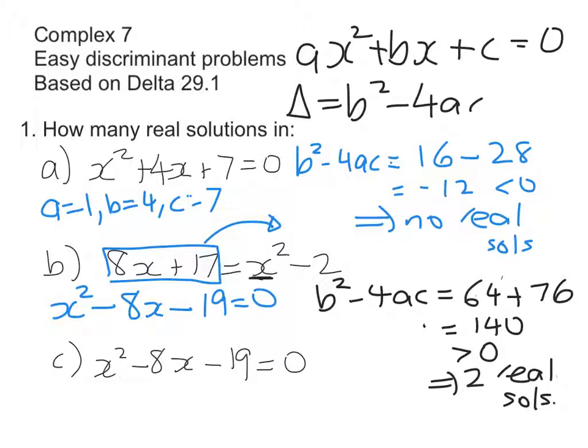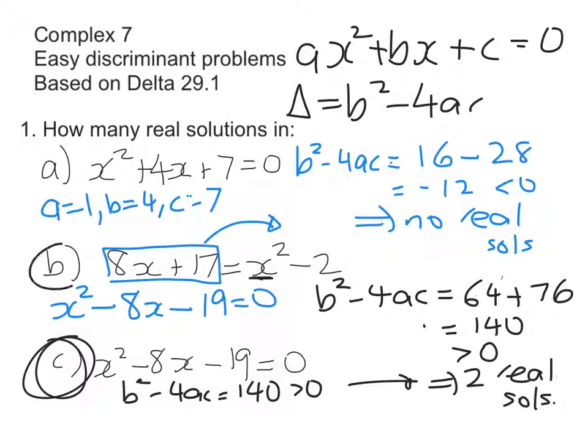And the last one is exactly the same equation, right? So we don't need to do anything. Same thing, b squared minus 4ac is equal to 140, which is greater than 0, therefore two real solutions. Those two questions are exactly the same question on purpose, just to make sure you know what to do when you get one that's not in the right format.